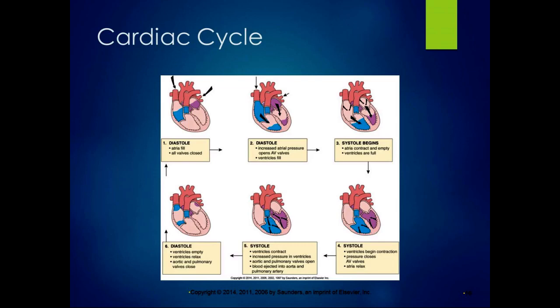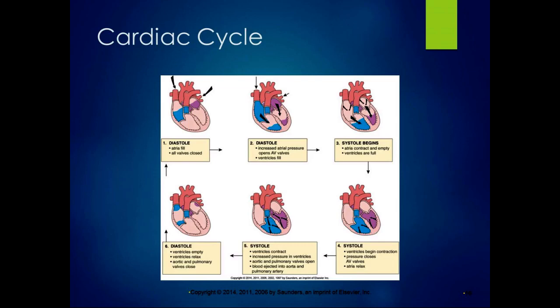Then the ventricles begin their contraction. It's slightly delayed. And the pressure closes the AV valves to prevent backflow, and the atria relax at that point. As the ventricles contract, it increases pressure in the ventricles, and the semilunar valves, the aortic and pulmonary valves, open. And the blood is ejected into the aorta and the pulmonary artery.